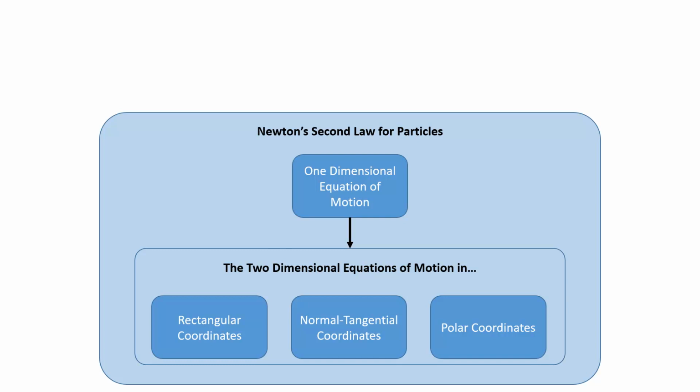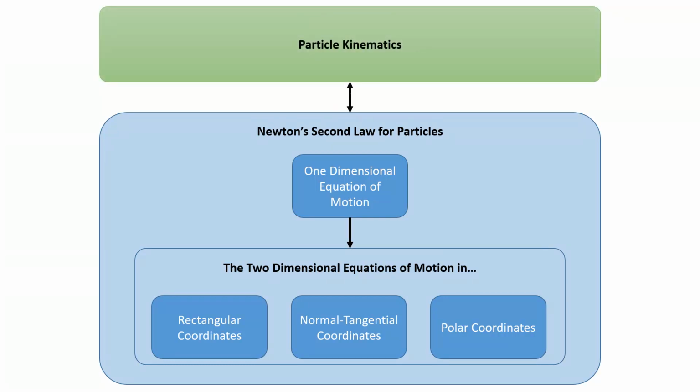All of this is going to be built on top of particle kinematics. So whereas the second law relates forces and accelerations, kinematics, as we discussed in the previous chapter, relates acceleration to velocities and position. So between the kinetics, which is our Newton's second law, and the kinematics, which is what we talked about in the previous chapter, we can relate position all the way to things like forces.